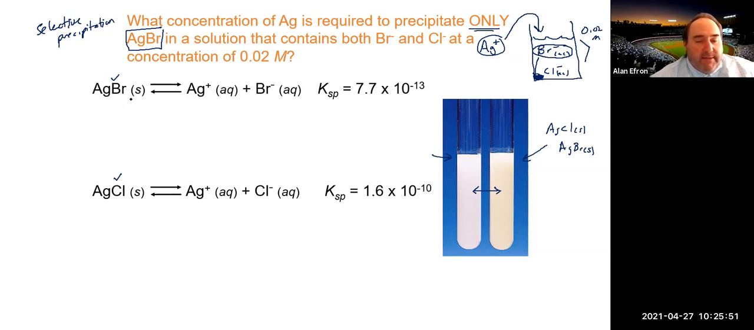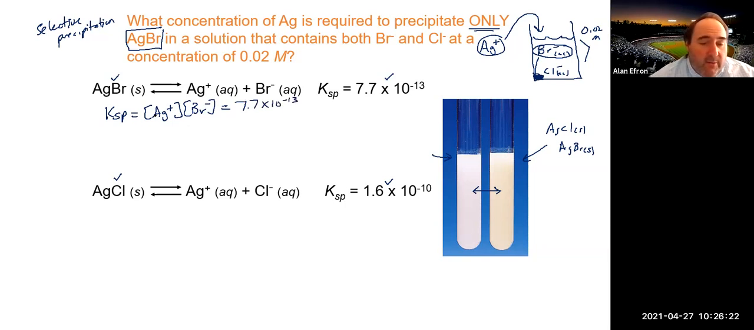Here's our KSP reaction for silver bromide. Here's our KSP reaction for silver chloride. And again, our KSP values that we could find from the table. Now, looking at our silver bromide, if we write the KSP expression for it, again, it's going to be our product. So that's going to be silver times bromide. And that again is going to equal 7.7 times 10 to the minus 13.